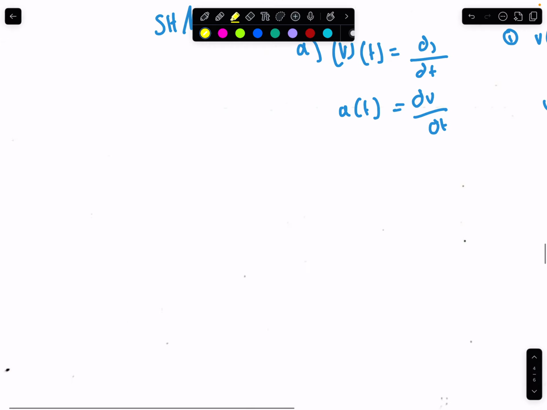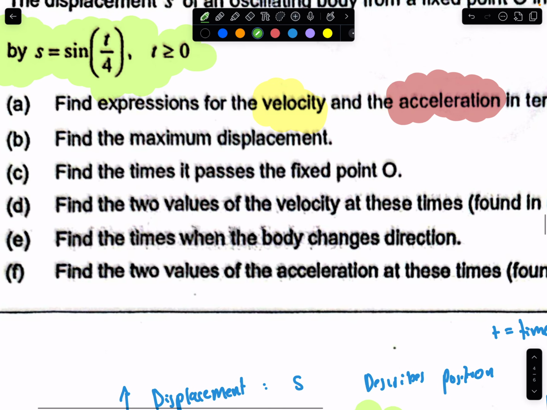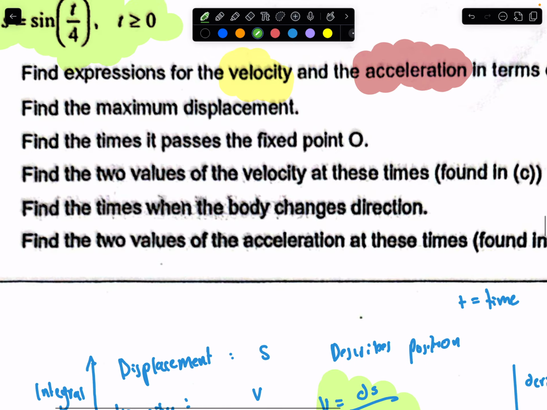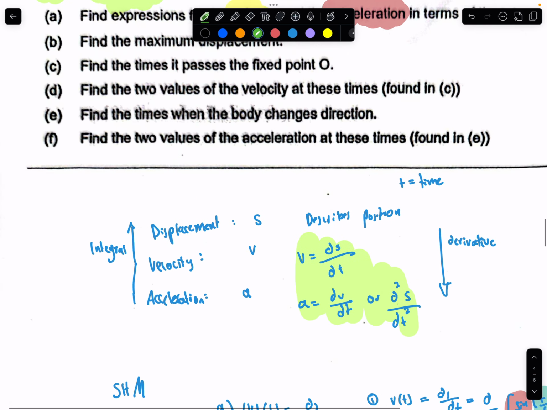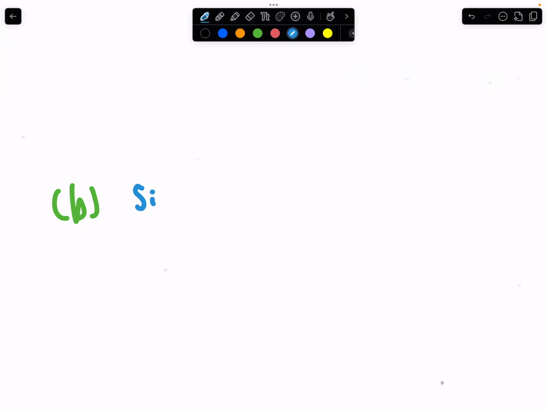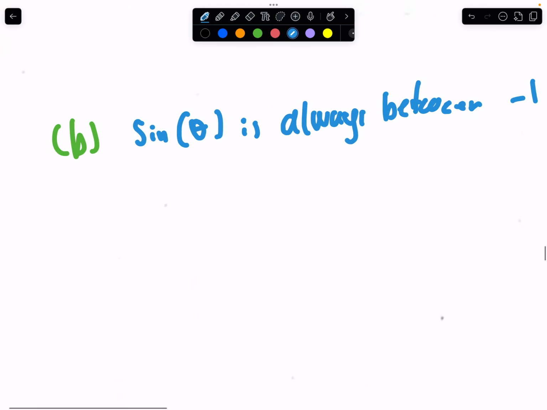So starting with B, which asks us to find the maximum displacement. What's the biggest value sine can take? You should know that sine is always between -1 and +1. So the maximum displacement has to be 1.